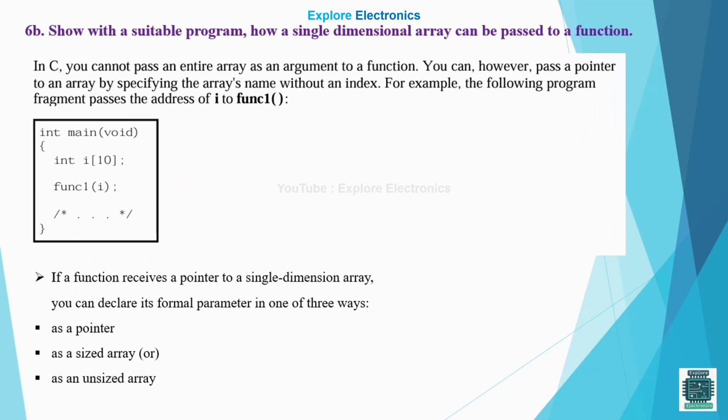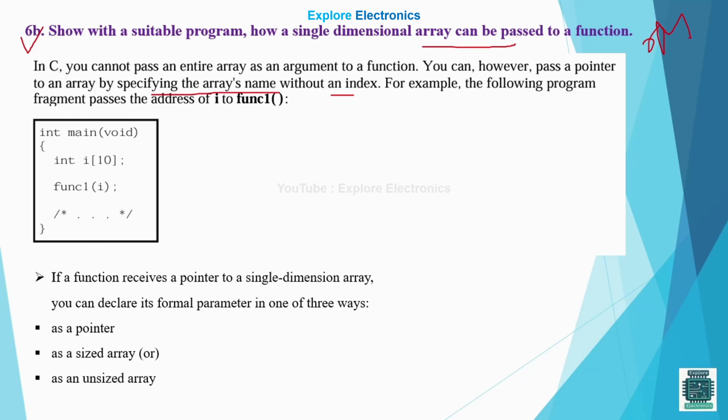Right? And the next question is 6th B. That is, show with a suitable program how a single dimensional array can be passed to a function. And the marks allotted for this question is 6 marks. Right? Here in C, you cannot pass an entire array as an argument to a function. However, you can pass a pointer to an array by specifying the array name without an index.